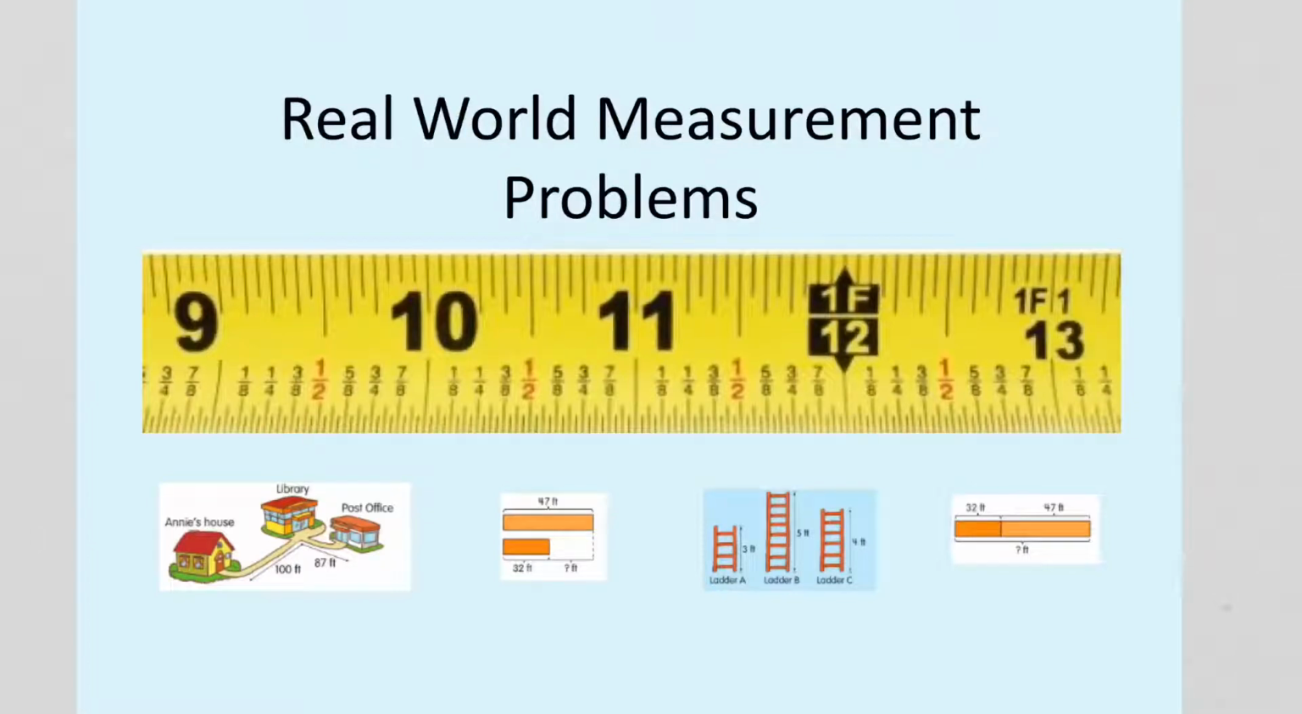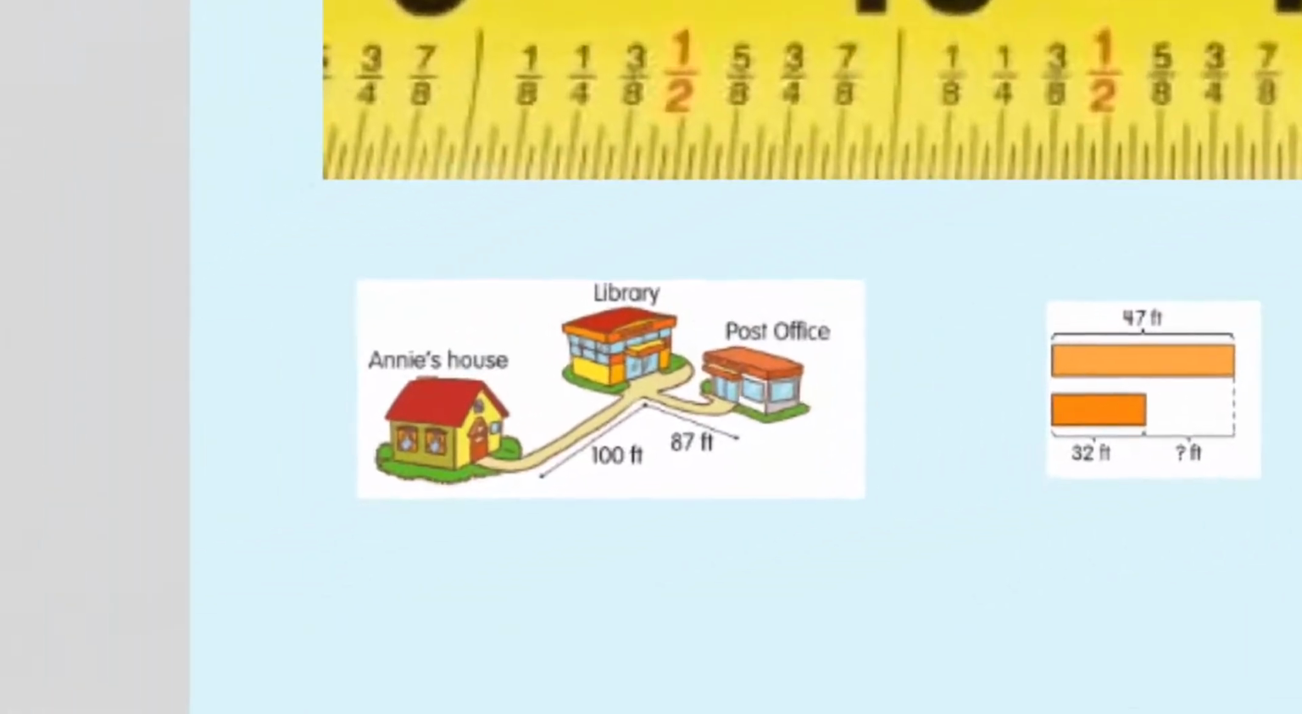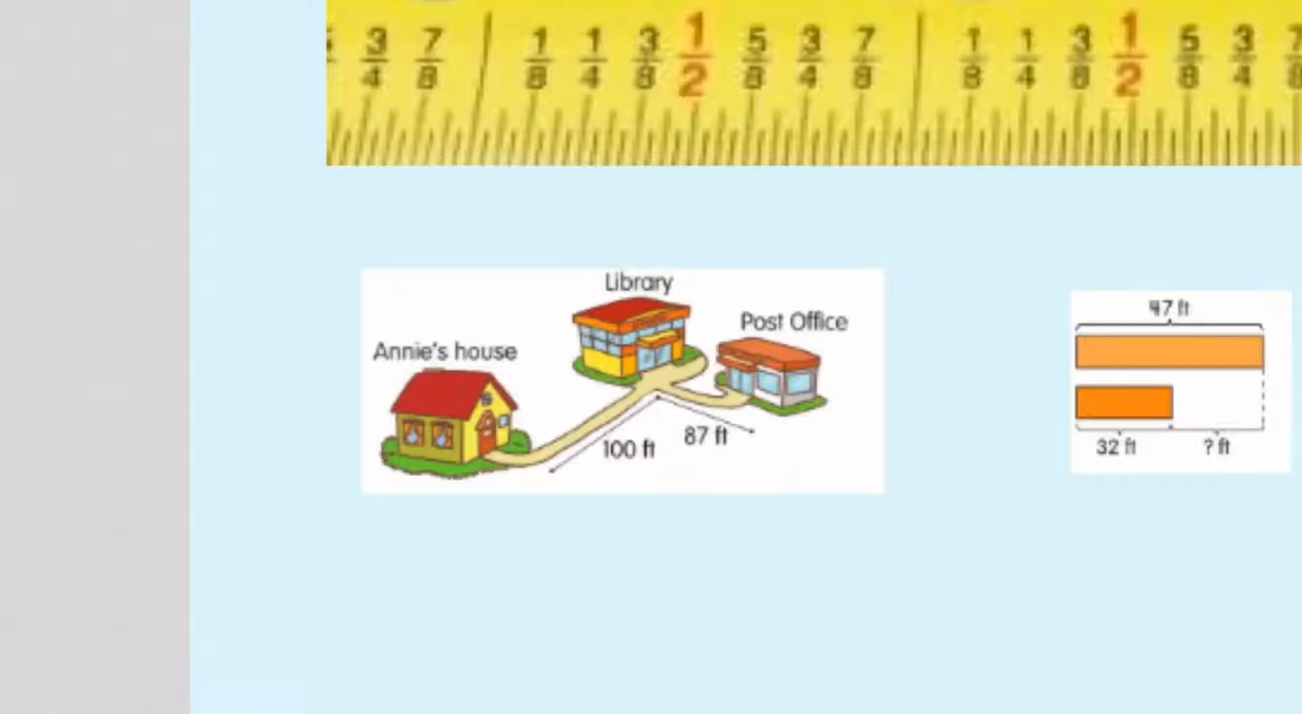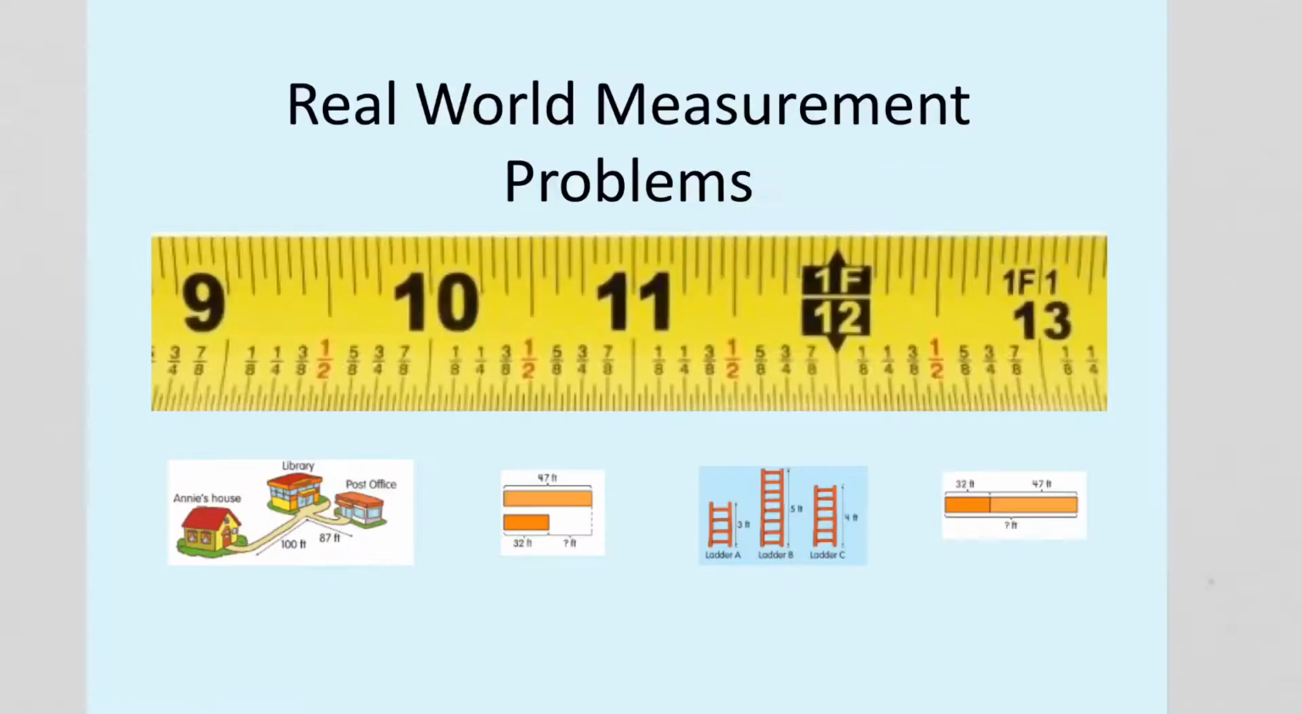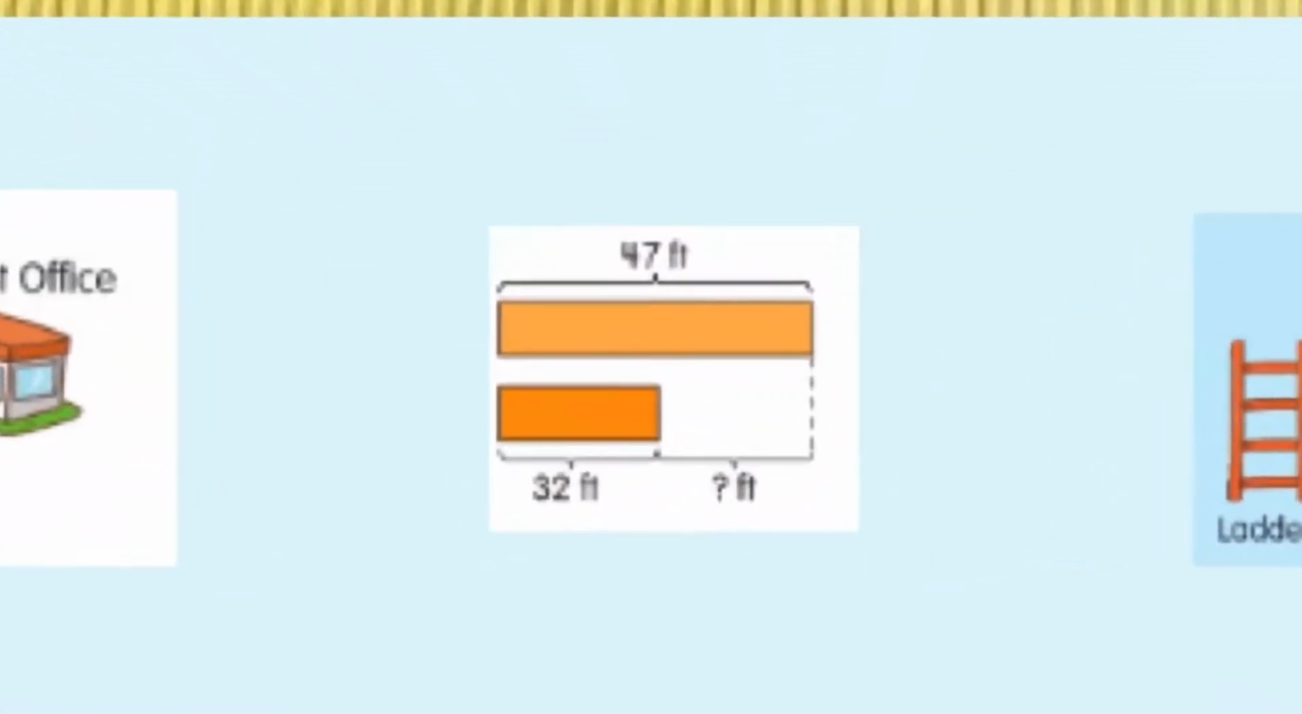Today, we're going to be working with real-world measurement problems. Measurement is great if you want to know the distance between buildings. We're also going to be learning two methods to help you with word problems. The first method is sketch and reread. The second method might look a little familiar to you.